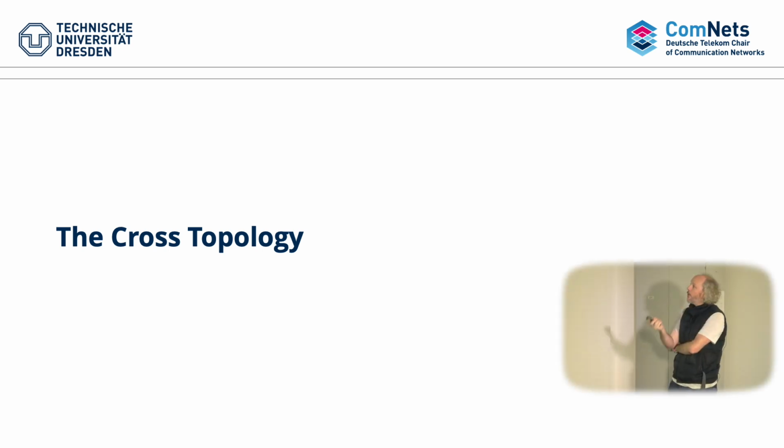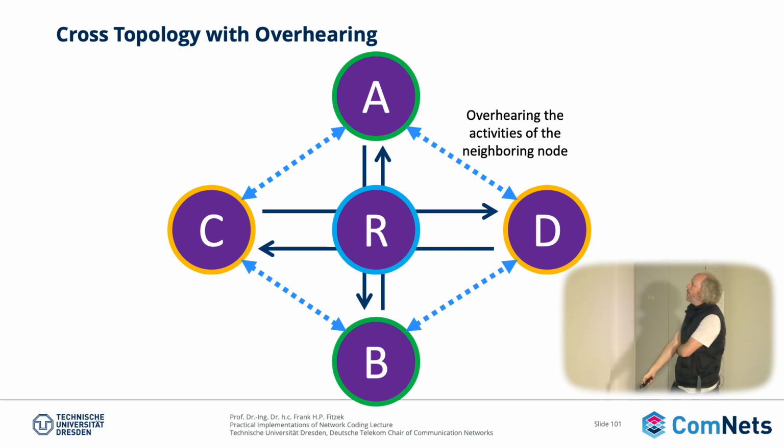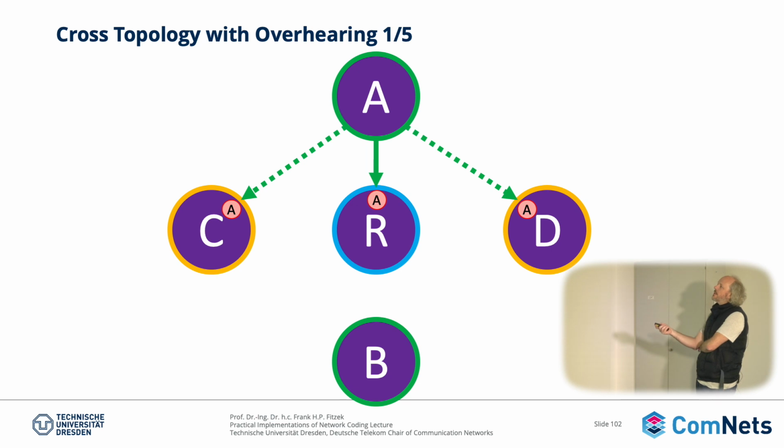But let's make another one, the cross topology. Let's assume A and B want to exchange two packets, C and D the same, and the relay has to do something. Now, you will do the same. The outer nodes will send their packets.